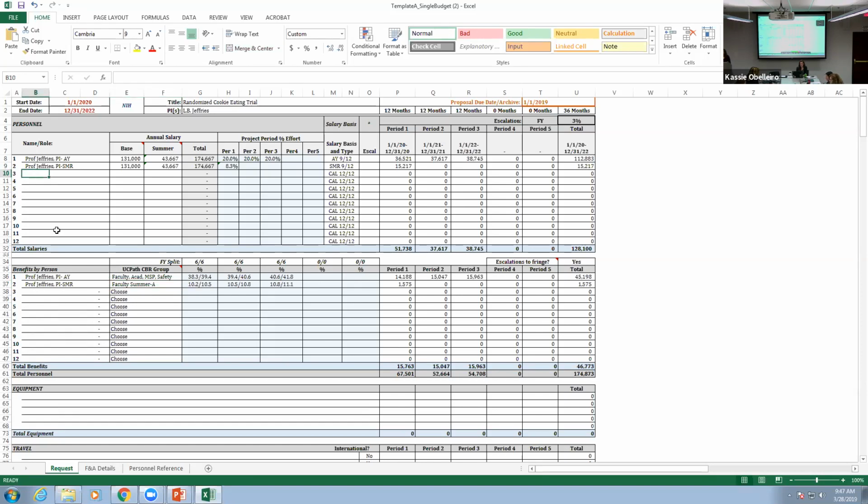And then I'm going to go up here and add the next person. So we have Amy Admin, a project scientist, who is going to commit 20% effort on the project during all 3 years. Her salary is $50,000. So this is similar to a 12-month faculty, a little bit more straightforward. I'll give you a chance to enter.